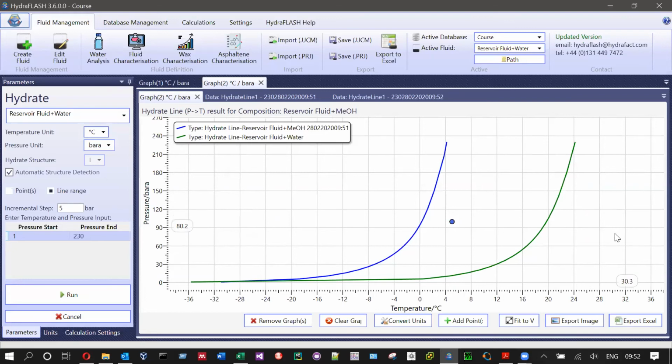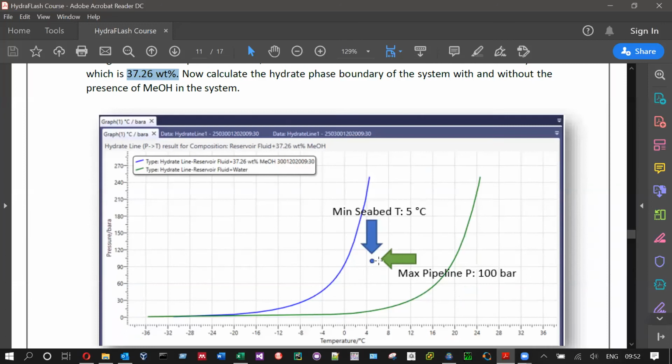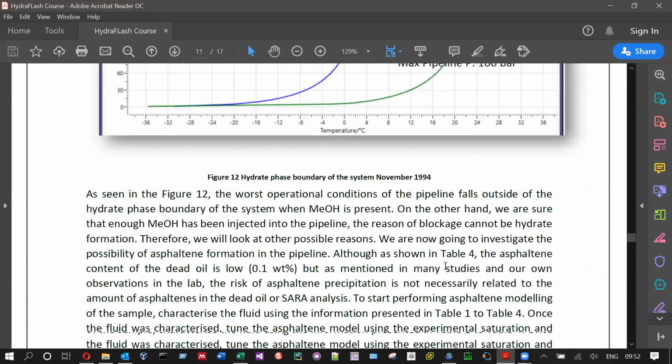So you see, if we don't have methanol in the system, the operation conditions are within the hydrate stability zone. But when we have enough methanol, and we are sure now the pump is working properly, we are outside of the phase boundary of the system when methanol is actually in the system. So what would be the cause of the plugging? We definitely do not have hydrates here because we are outside of the hydrate phase boundary.